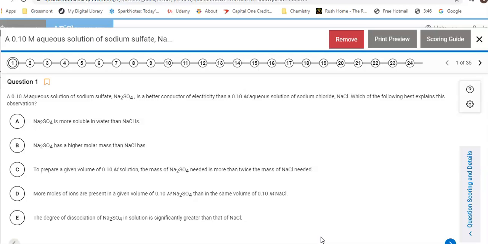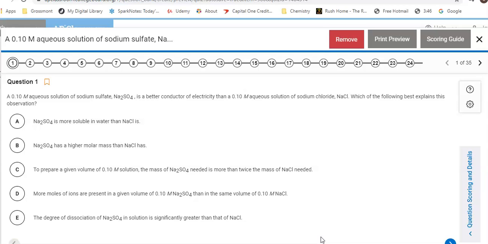This is not untypical for an AP question. They're actually giving you the answer. They're just telling you, asking you to explain it. So they're not asking you which is a better conductor of electricity and then explaining it. They're actually telling you which one is. Now you got to think of the reason of why that is.